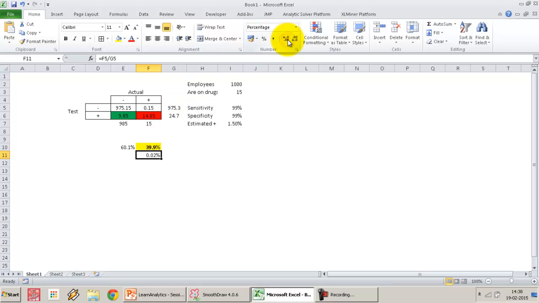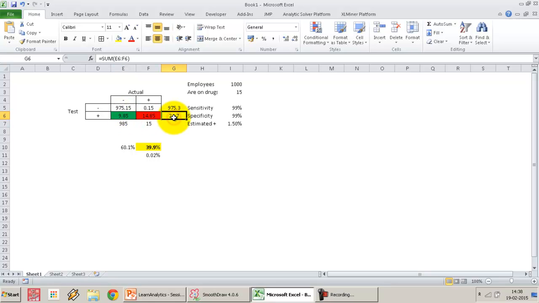So 0.02%, right? So what this test does is it is catching almost everybody who is on drugs. Literally nobody who is on drugs has escaped this test. But because of the way this test is designed, it has also caught a lot of people, this green quadrant over here, who are not on drugs, right? So almost everybody, 14.85 out of 15 who were on drugs have been caught out by the test. But this test has thrown a wider net, and it has also netted people who are not on drugs.